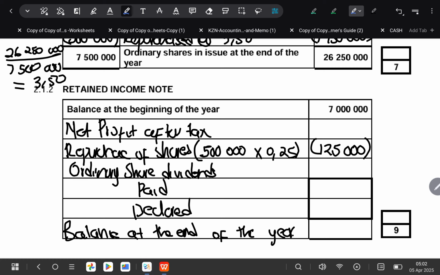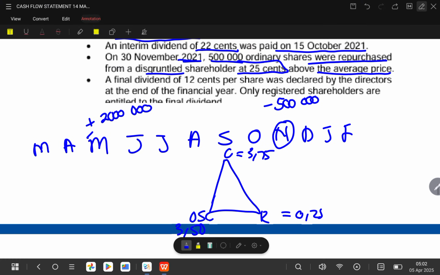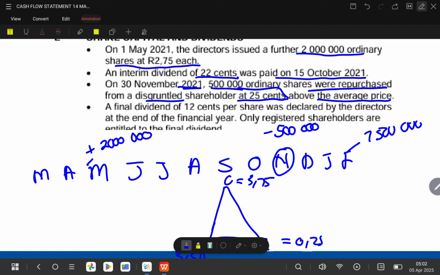You have to go back to your analysis. Remember, they told us here that at the end of the year they had 7,500,000 shares. This will help us to calculate our interim and final. So remember, they said an interim dividend was paid on the 15th of October. So October is here. It means before they sold, they had 8 million shares, because 7,500,000 plus 500,000 gives you 8 million. So when they paid the interim dividend, they had 8 million shares. So that's what we are going to use.